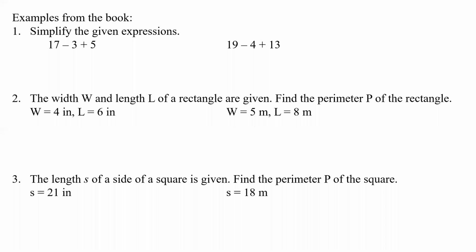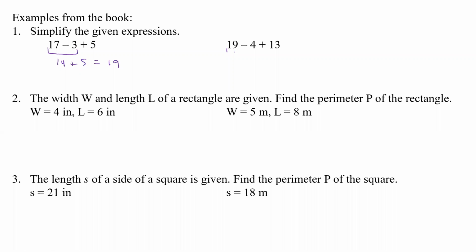All right, so this is section 1.2, and these are examples from the book. What it wants us to do here is simplify the given expression. So we have 17 minus 3 plus 5 and 19 minus 4 plus 13. If we remember, we're going to go from left to right, so we'll do these two first. 17 minus 3 is 14, and then plus 5. 14 plus 5 is going to give us 19.